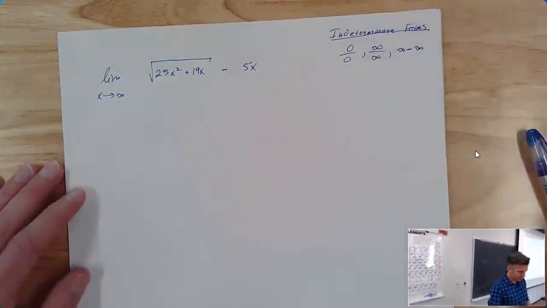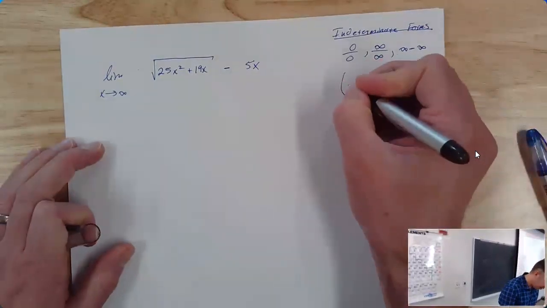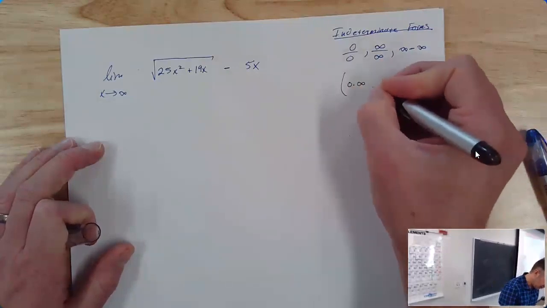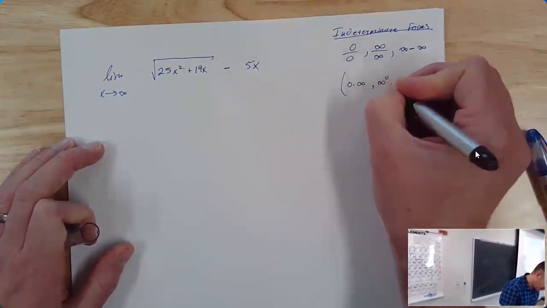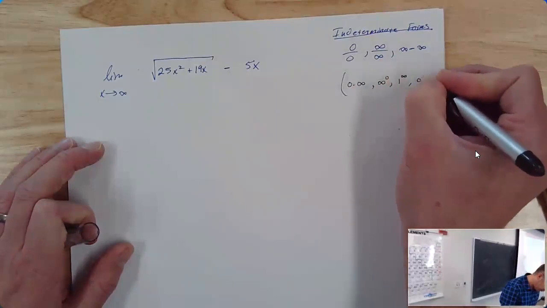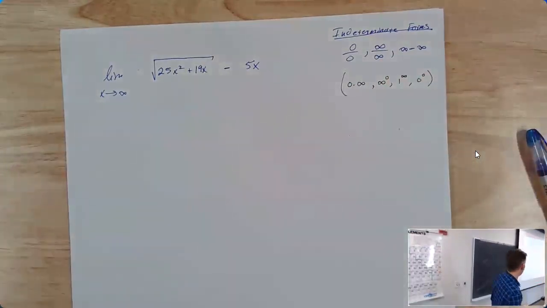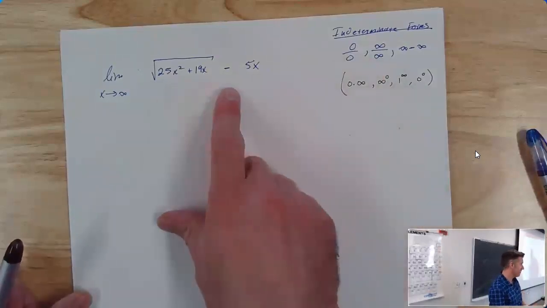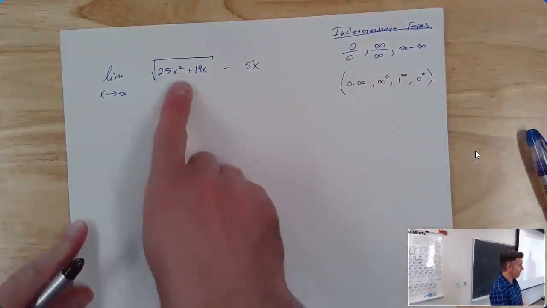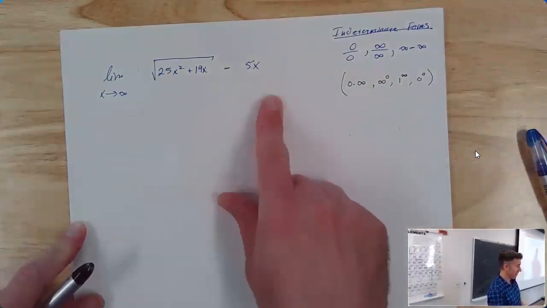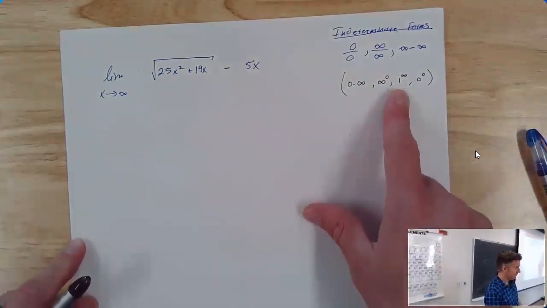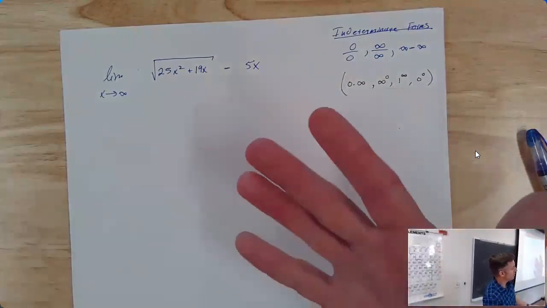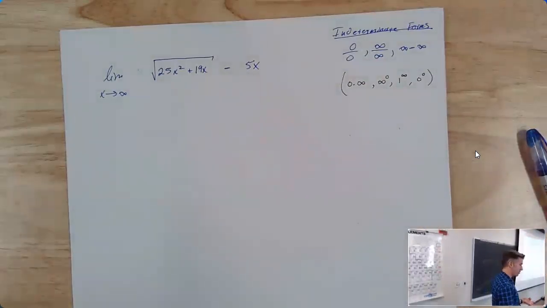There's a few other ones that we haven't quite gotten to yet, like 0 times infinity, infinity to the 0, 1 to the infinity, and 0 to the 0. Those are also indeterminate forms. Again, they don't literally mean those things. I'm not literally doing infinity minus infinity. I'm saying this is something that's getting very, very big minus something else that's getting very, very big. Just like a 1 to the infinity is something that's getting very, very close to 1 raised to a power that's getting very, very large.